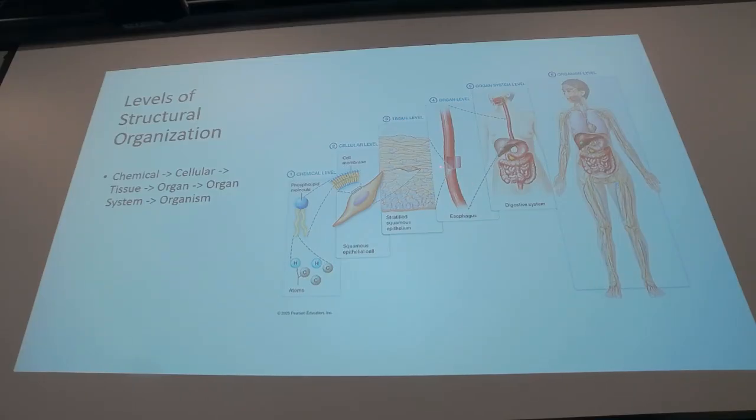Tissues form organs. And organs physically or chemically connect to perform a function. So several organs and tissues will form an organ system. And we have 11 organ systems. And those 11 organ systems form an organism. So those are the levels of structural organization, from atoms to cells to tissues to organs to organ systems to an organism.